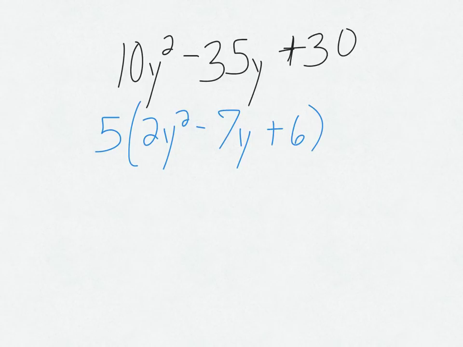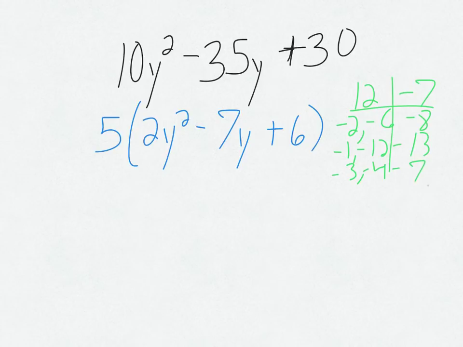Now we're looking for factors of 2 times 6 that add to negative 7. So we're looking for factors of 12 that add to negative 7. And those two factors will both have to be negative again because the 7 is negative. So we can try negative 2, negative 6, negative 1, negative 12, negative 3, negative 4. That's going to give us negative 8, negative 13, negative 7. There's the one we want.